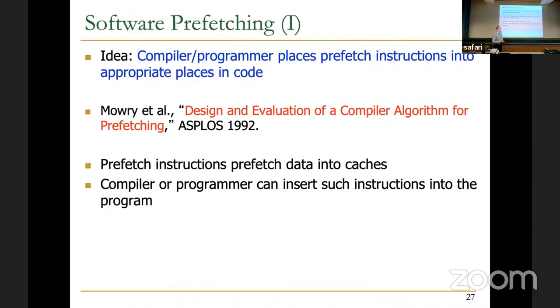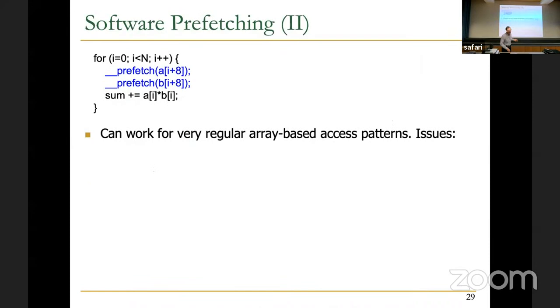But of course, as we will see, this works for regular access patterns. For irregular access patterns, it's very difficult to do. So let's take a look at a regular access pattern. Basically, this is very regular. You traverse an array in a streaming access pattern, and you keep incrementing i. One way of inserting prefetch instructions here is to prefetch the next cache block in i and the next cache block in array A and array B. That's one way. And you could also prefetch further ahead, potentially.